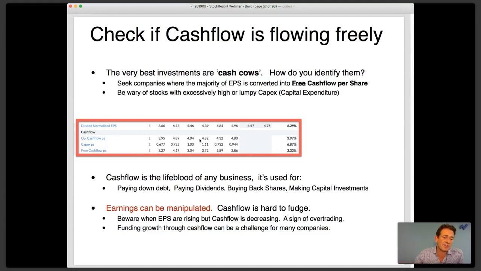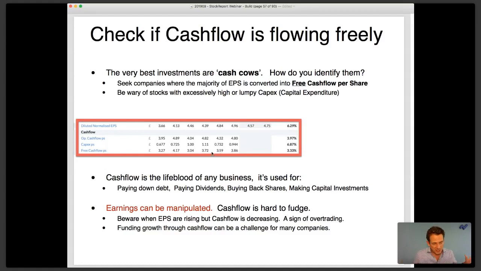And one of the easiest ways to look for this is just to look at the cash flow. I like to see that operating cash flow is at or above normalized EPS, because it just shows me that they're converting profits to cash, and cash is the lifeblood of any business. It's used to pay down debt, pay dividends, buy back shares, make capital investments. And the capital investments, or capital expenditure, is broken out in this line. If it's a retailer, that might be refurbishing stores, or investments in plant and equipment; hard, actual investments tend to come out of operating cash flow. And after that, you get your free cash flow per share.